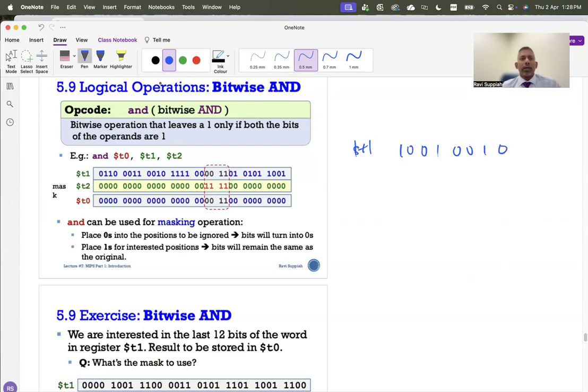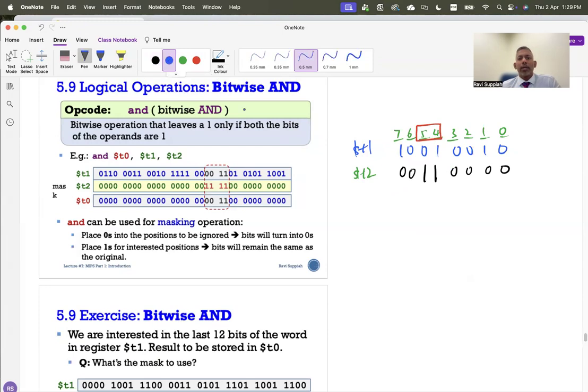10010010. In terms of bits, this is bit 0, bit 1, bit 2, bit 3, bit 4, bit 5, bit 6, and bit 7. Now let's just say I only want to retain bit 5 and bit 4. I do not want all the other bits. From the T1 register, I only want to retain bit 5 and bit 4. What I can do is perform an AND operation with a bit pattern where only these two bits are 1, and all the other bits are 0.